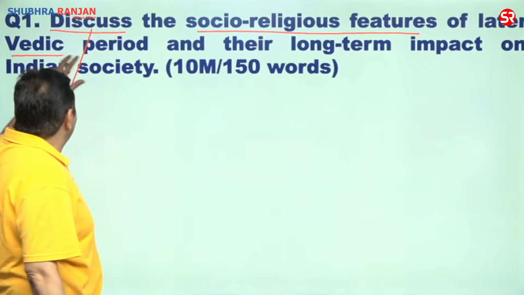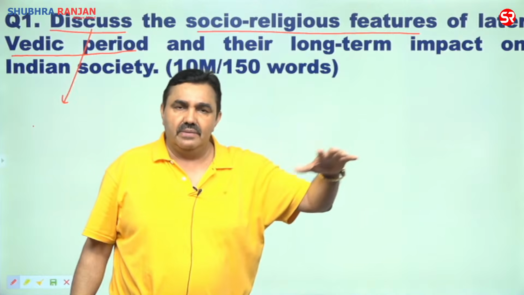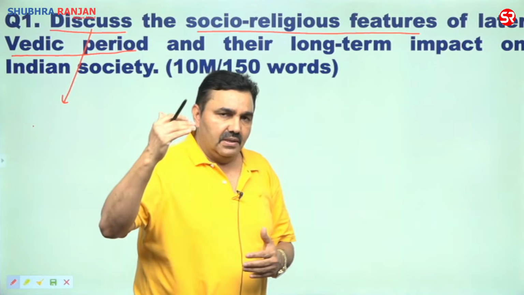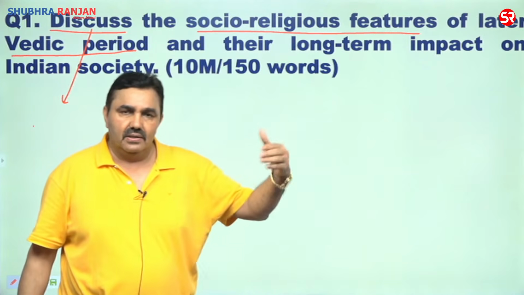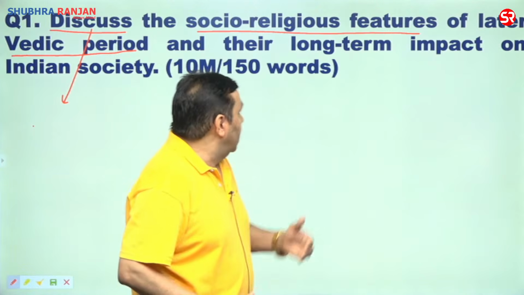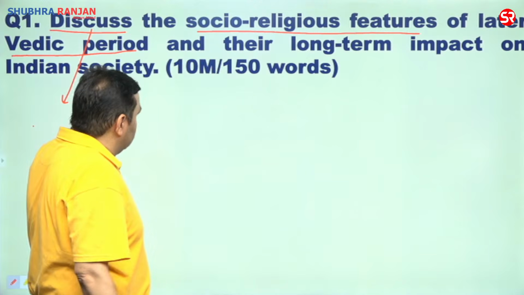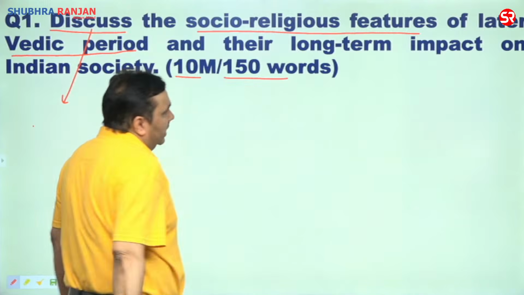The moment you look at the later Vedic period, it means we are talking about the period from 1000 BC to around 600 BC, the period about which we have information from the later Vedic literature, say Yajurveda, Samaveda, Atharveda, the Brahmanas, Aranyakas, and Upanishads. Their long-term impact on Indian society. So this is a 10 marker, 150 words.